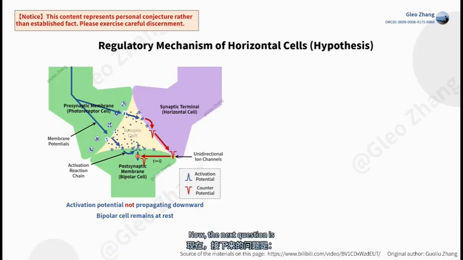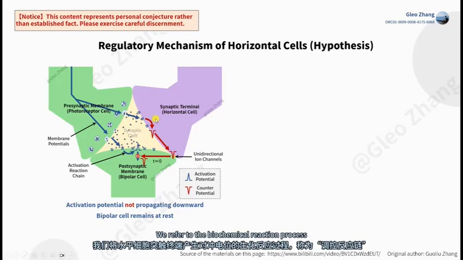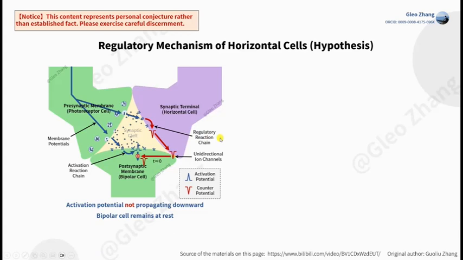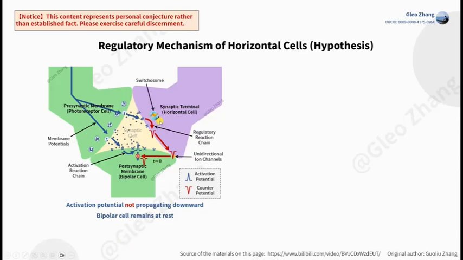Now, the next question is, how do horizontal cells determine the timing of regulation? In other words, how do horizontal cells discern when to apply counterpotentials to bipolar cells and when to refrain from doing so? We refer to the biochemical reaction process that generates counterpotentials in the synaptic terminals of horizontal cells as the regulatory reaction chain. My personal hypothesis is that within this regulatory reaction chain, there should exist a biomacromolecule functionally analogous to a geometrical component. We tentatively designate it as the switchosome.